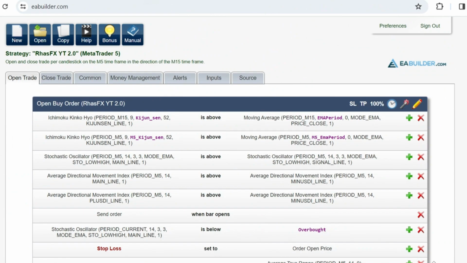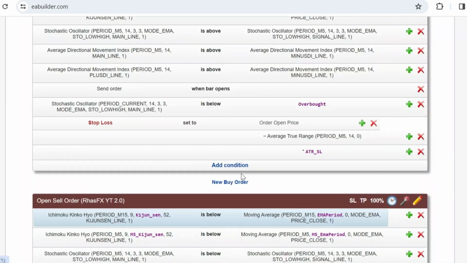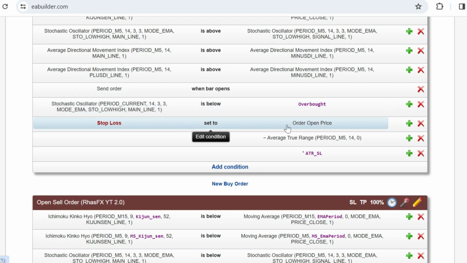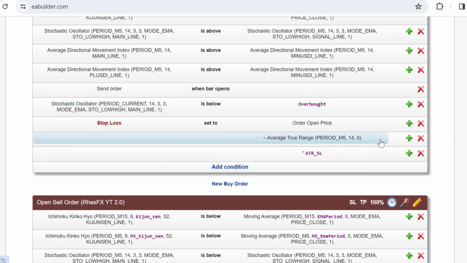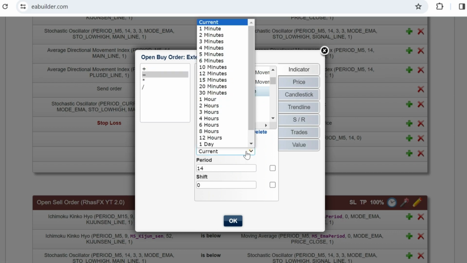Now to set stop loss. We do this by hitting the SL at the top. Because we are going to be using the ATR, average true range, to calculate our stop loss, we are going to set the value at 0. Once that's done, we are going to extend the condition by clicking the plus sign at the right of the condition. Select the minus sign, which means to put stop loss below the open trade price. Then select the indicator, which is going to be the ATR.